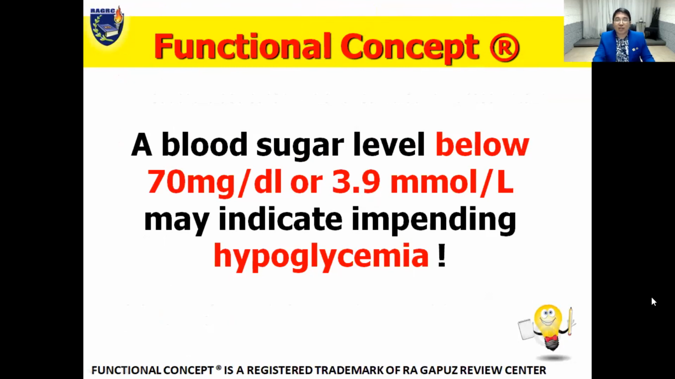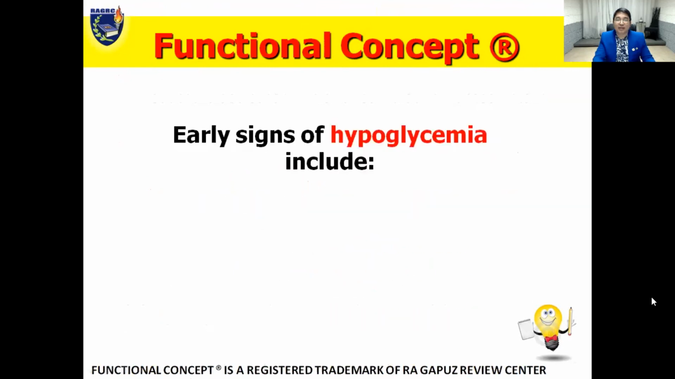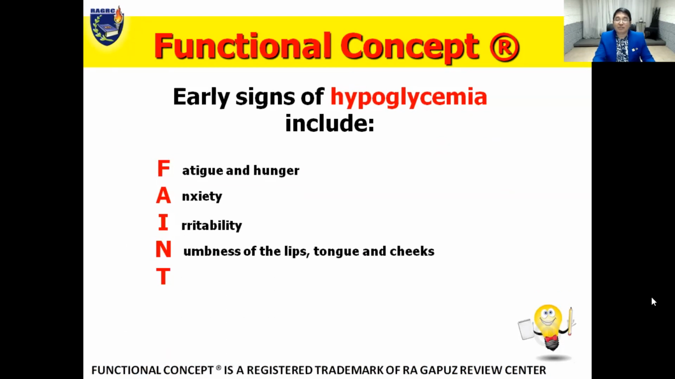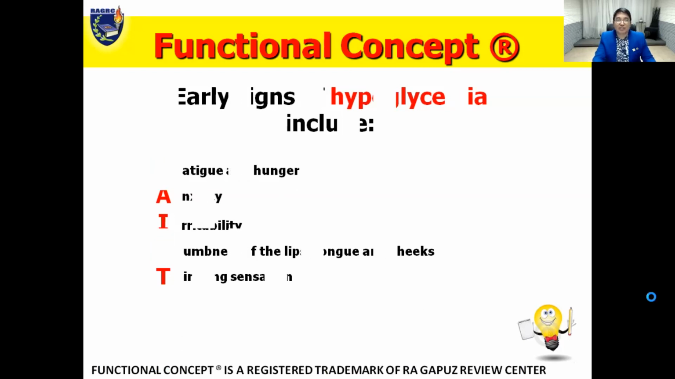Now, let's identify our functional concepts. The first one: a blood sugar level below 70 milligrams per deciliter or 3.9 millimoles per liter may indicate impending hypoglycemia. And early signs of hypoglycemia include, remember, FAINT: fatigue and hunger, anxiety, irritability, numbness of the lips, tongue, and cheeks, and tingling sensation. Okay, so if the patient exhibits any of this, it could be that the patient is having a hypoglycemic reaction in relation to the insulin that was administered.